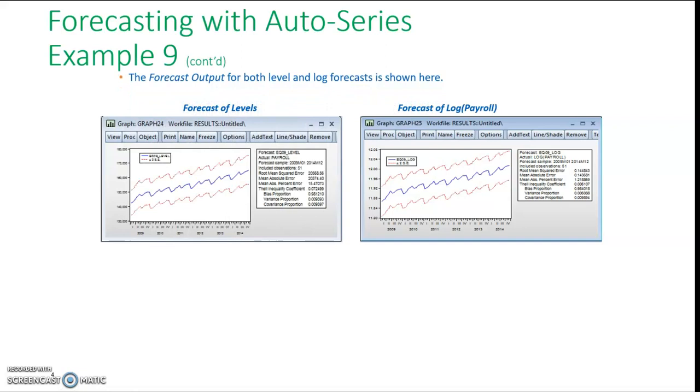Now the forecast output for both the levels and the log forecast are shown here. This one is a forecast of the levels of payroll, and this one is a forecast of the log of payroll. So they are more or less the same, not much difference.